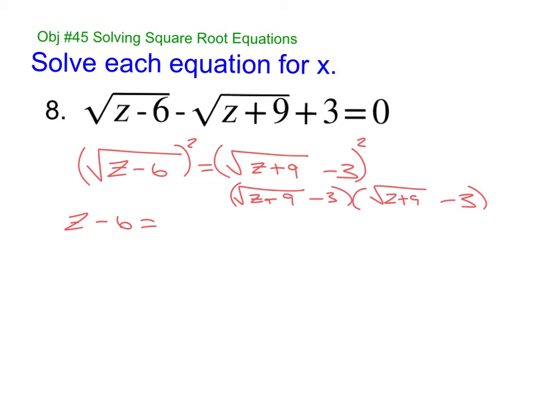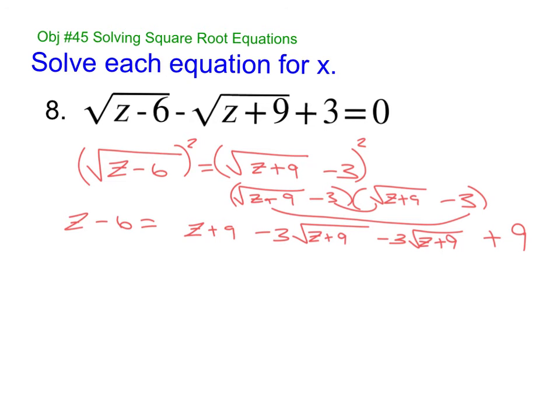All right, so square root of z plus 9 times square root of z plus 9 is z plus 9. And then we have minus 3 root z plus 9, minus 3 root z plus 9. Right, that's the end. And then plus 9. All right, so now we're going to simplify. I've got this 9 and this 9 need to go to the other side. So let's see, negative 6 minus 18 is negative 24.